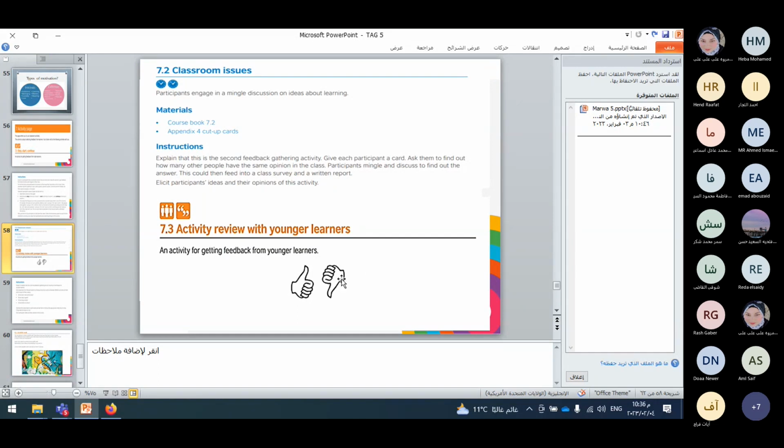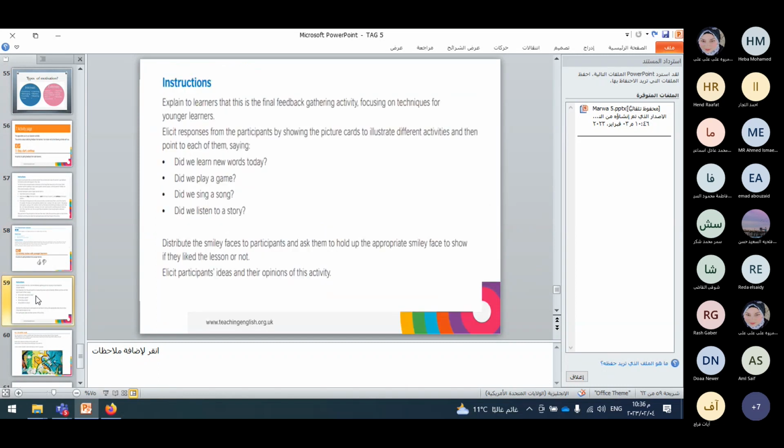Or thumbs down, they didn't like the way you taught them, and they didn't get the words, so it wasn't perfect. Okay, this is a wonderful activity to gather feedback.